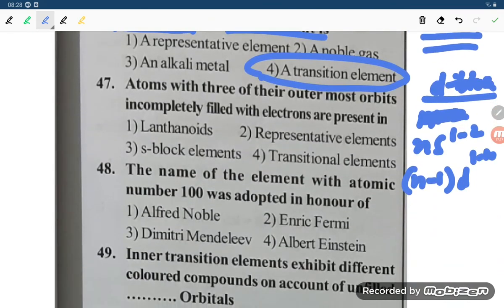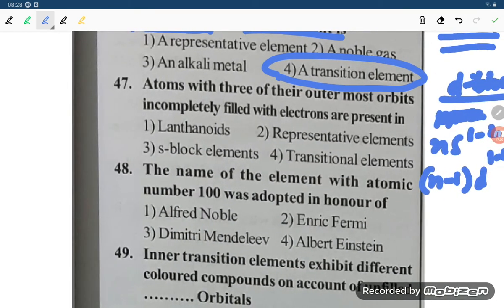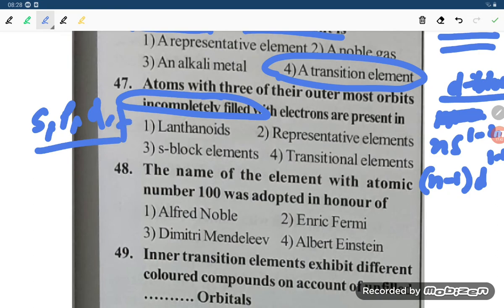Okay, next 47. Atoms of three elements whose outermost orbitals are incompletely filled with electrons are represented in. So all three are incompletely filled: S is incomplete, P is incomplete, and D is incomplete. S block not possible, transition not possible. So that will be lanthanides, student. So option number 1 is correct.